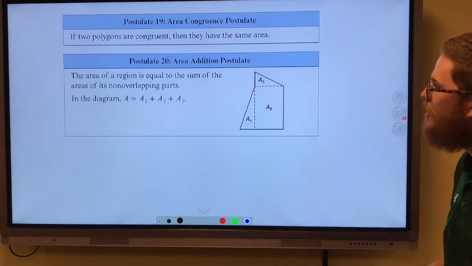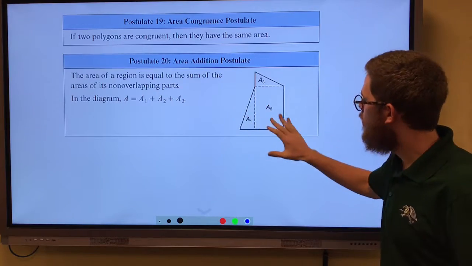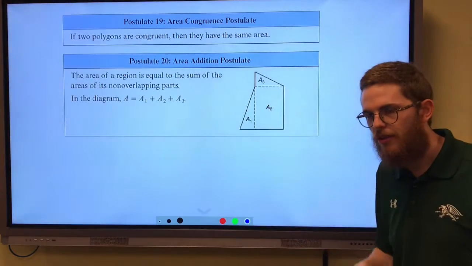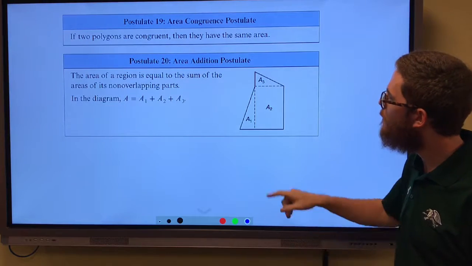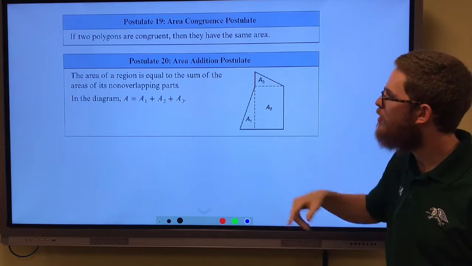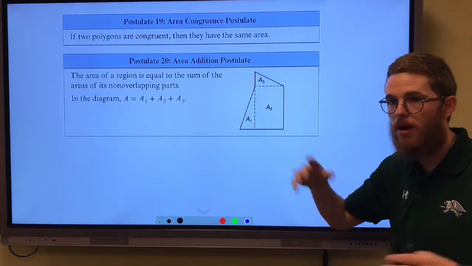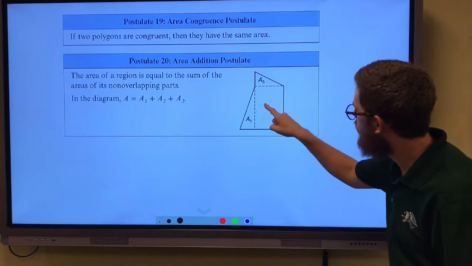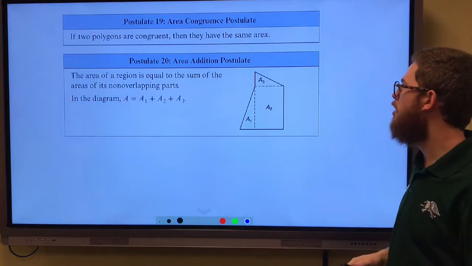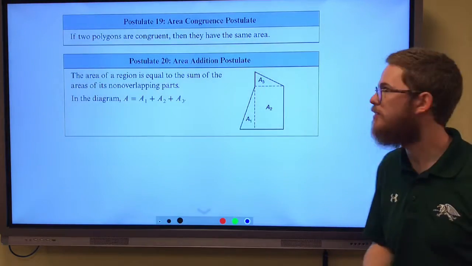The second one here says the area of a region, so we're thinking about that region as referring to those composite figures, is equal to the sum of the areas of the non-overlapping parts. So the area of this entire composite figure, this region, would be the area of that triangle plus the area of this rectangle plus the area of that triangle up there. We can just add up the pieces.